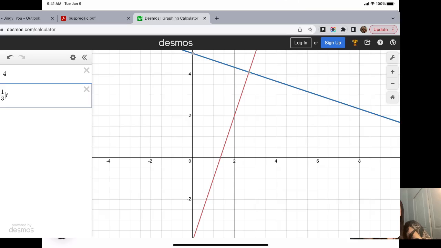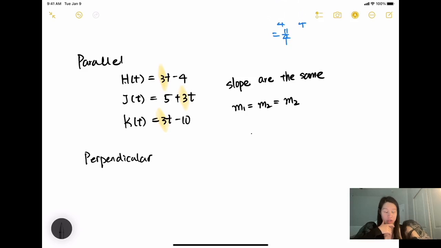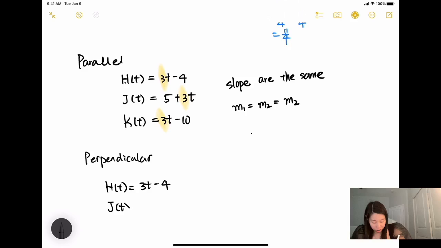So look at these two lines. Look at them. They're perpendicular now. So what did I change? Again, I just changed the slope. I don't need to do anything about the y-intercept. So when I change the slope, you will get the perpendicular line. So what did I change the slope to? The slope from h(t), I have 3t minus 4, and then for j(t), now I change to negative 1/3 t plus 5. Again, I didn't change the intercept. The intercept remained the same.